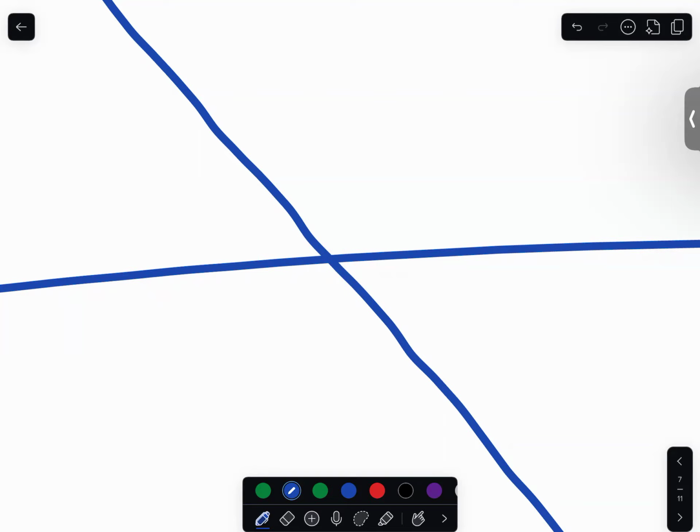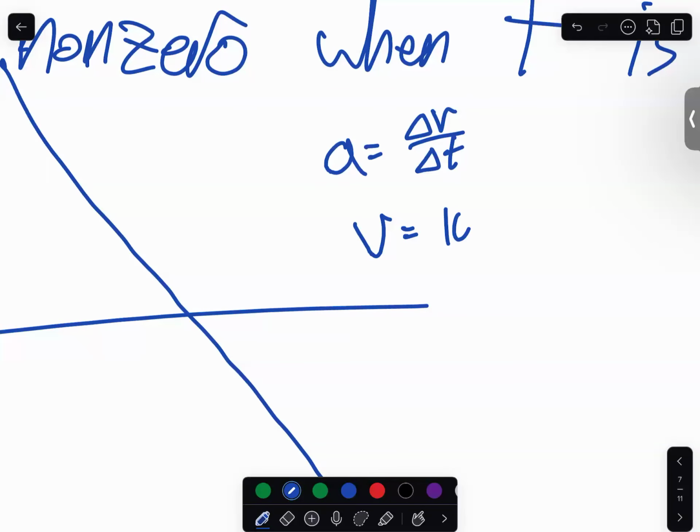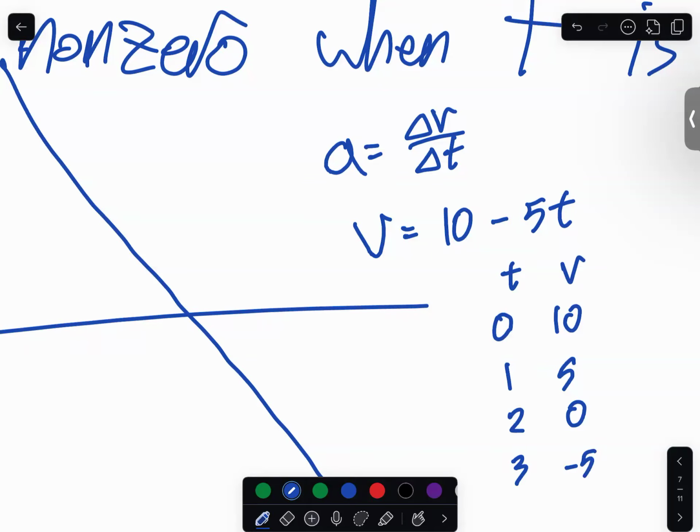So the acceleration formula is the change in velocity per time interval. Suppose I've got an object whose velocity is 10 meters per second, and every second it's losing 5 meters per second. So velocity at time 0 equals 10. Velocity at time 1 equals 5. Velocity at time 2 equals 0. Velocity at time 3 equals -5, and so on. I am turning around at the instant time is 2.